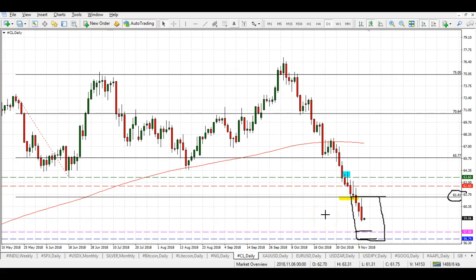Obviously, once we reach that level, I will have to reanalyze the whole situation. But our bearish conviction seems to be still going on, but we're definitely coming close to our final destination here, so we'll see how that goes. That's about that for the crude oil.